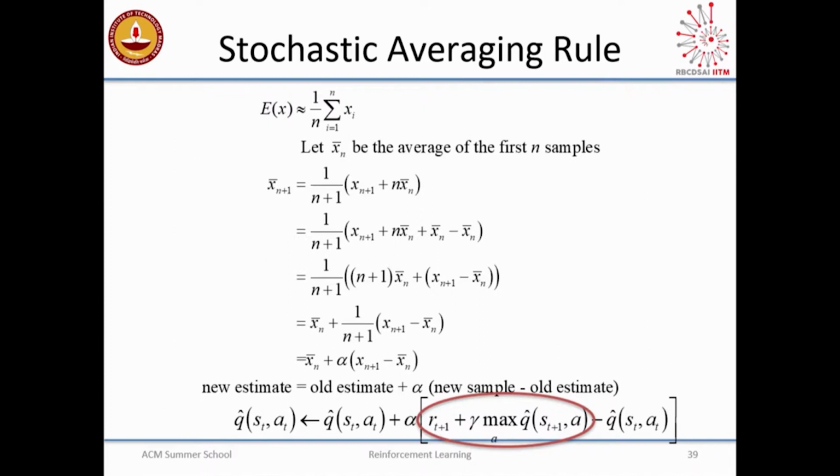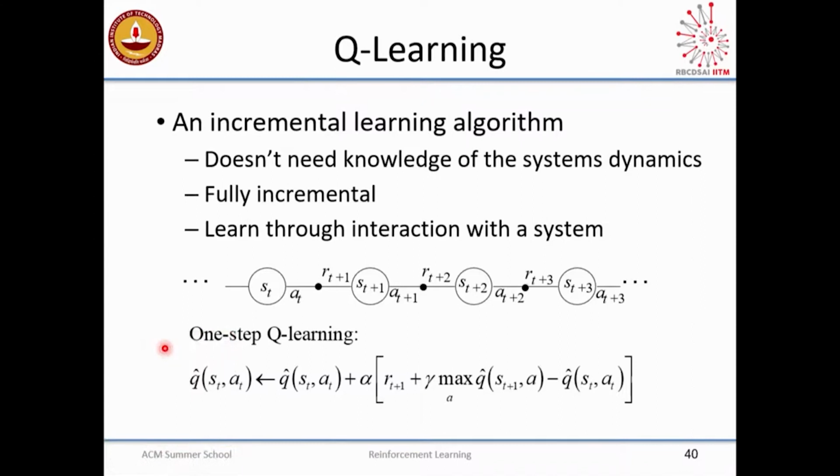And my old estimate, instead of x bar n, is my Q hat. So that's my old estimate. So my new estimate is equal to the old estimate plus alpha times the new sample minus the old estimate. So it's nothing but an averaging rule, like a stochastic averaging rule, for computing that expectation that we had earlier, right? That's all Q learning does. All you need to now do is have some way of generating new samples, okay? Right, so now we are back to the original slide.